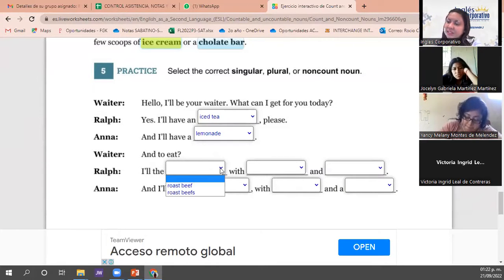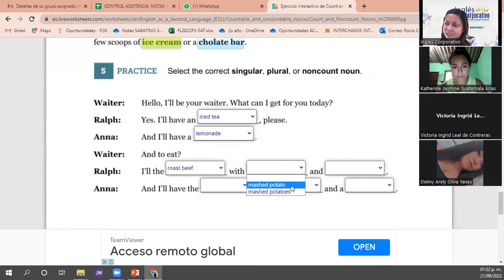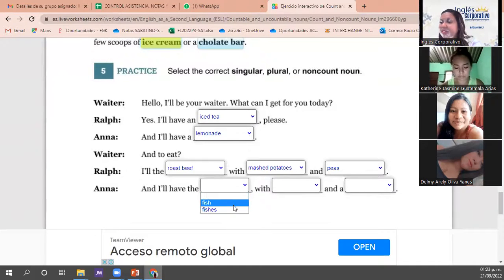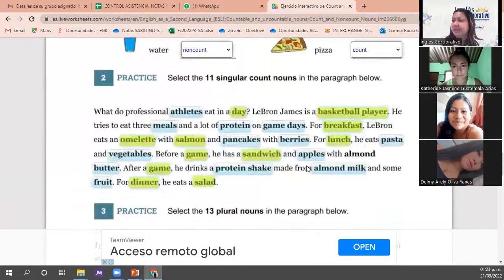And to eat, I'll have the roast beef or the roast beefs. Roast beef. Mashed potato or mashed potatoes? Mashed potatoes. Okay, and peas or beef? Beef, okay. They are those green things we don't usually eat here in America. I'll have the fish or the fishes? Fish. And a salad. Okay. Very nice. So let's check.